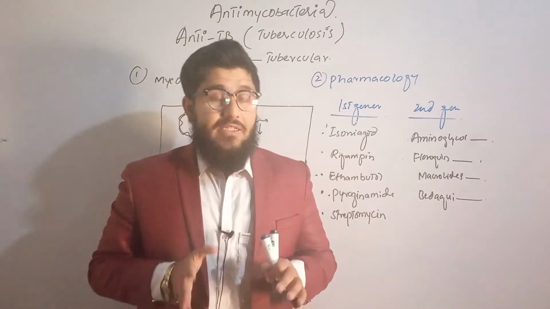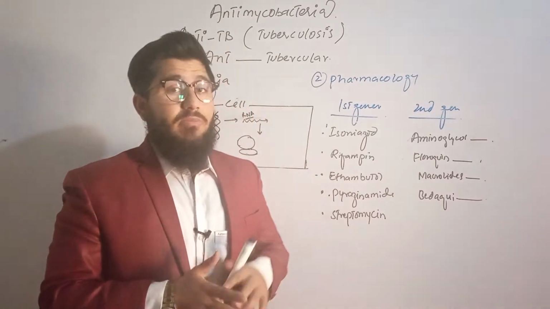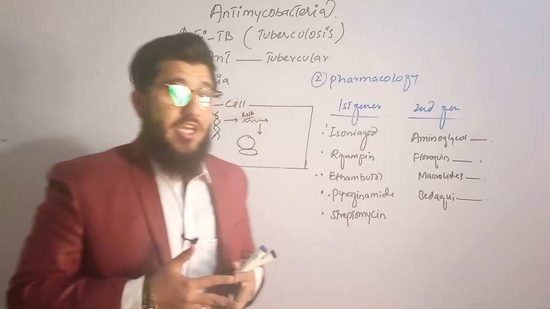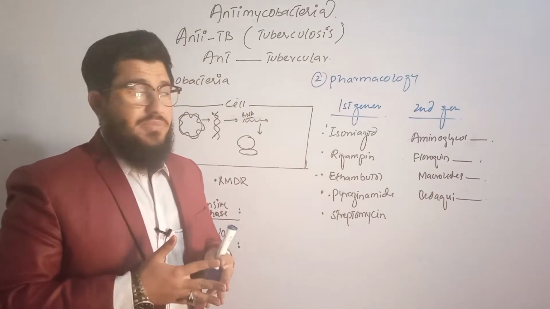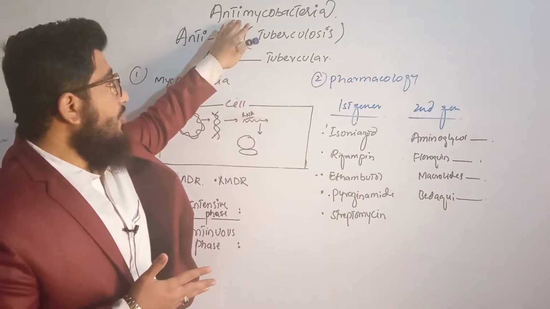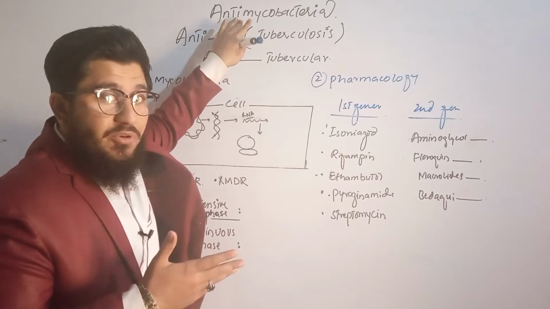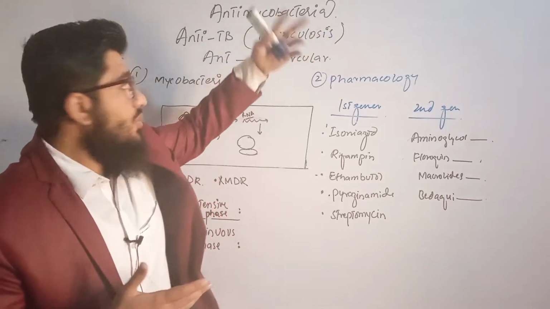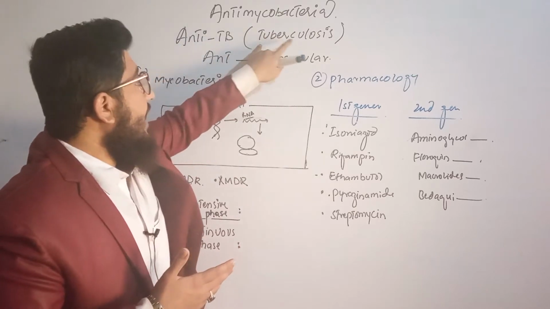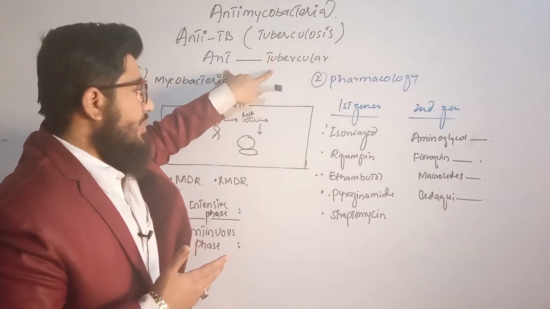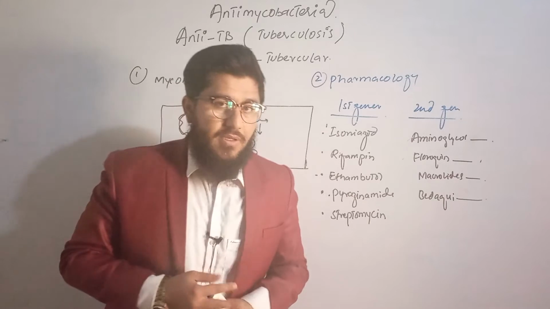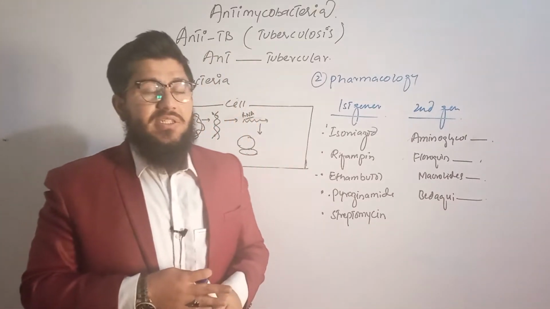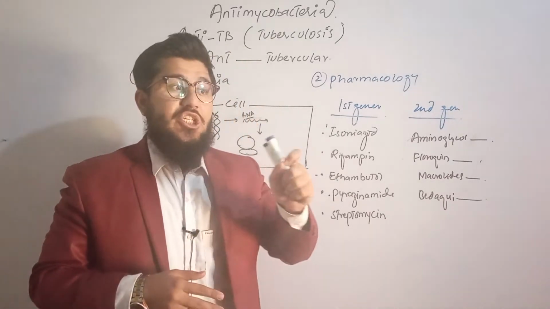The topic under discussion today is going to be very interesting because of its names. What do I mean by names? Very simple. A single topic discussed in different books by different names: antimycobacterial in one book, anti-TB, anti-tuberculosis, anti-tubercular. Simple. All these topics are actually discussing one very simple issue, that is TB.